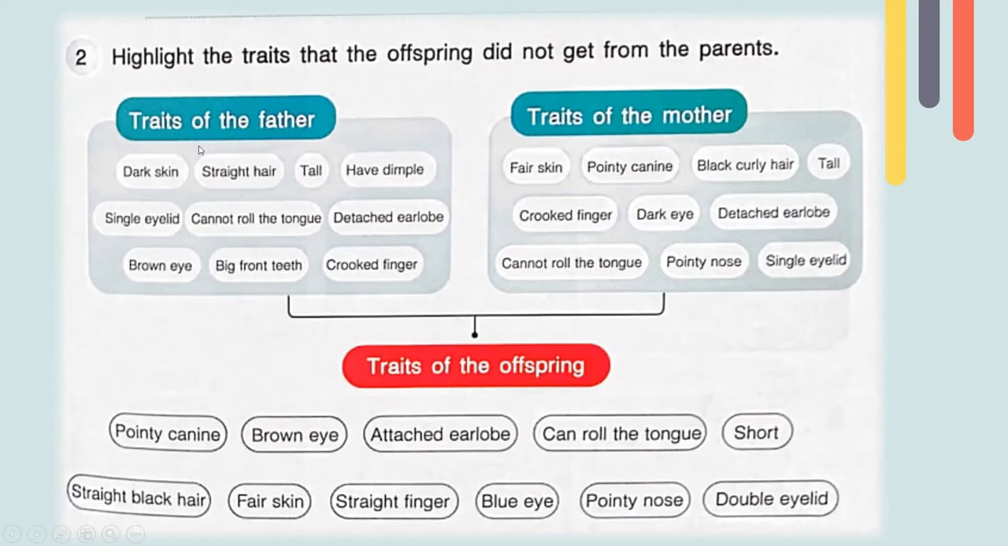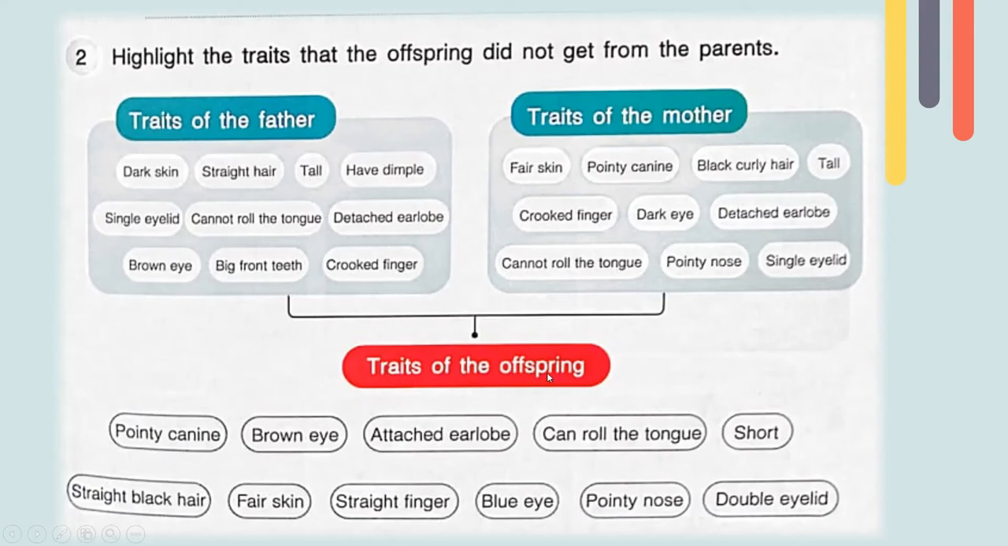Everybody follow after me. Dark skin, straight hair, tall, have dimple, single eyelid, cannot roll the tongue, detached earlobe, brown eye, big front teeth, crooked finger. Okay, let's proceed to the traits of the mother. We have fair skin, pointy canine, black curly hair, tall, crooked finger, dark eye, detached earlobe, cannot roll the tongue, pointy nose, and single eyelid.